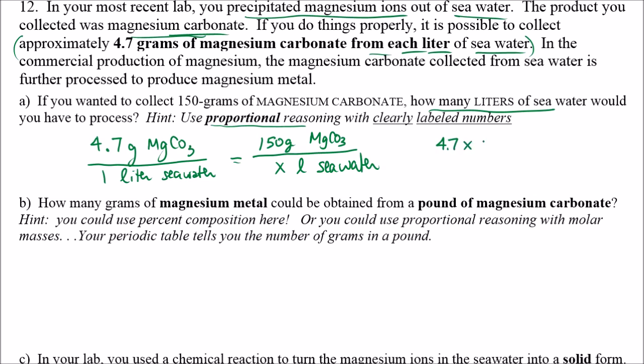I have 4.7x equals 150. At this point, I'm not putting labels on these numbers because they don't mean anything. But now algebra says that x is 150 over 4.7. This is where I reach for my calculator and get an answer. And my calculator says this is 31.9. It needs to be labeled, must be labeled. What does x represent? It represents liters of seawater.